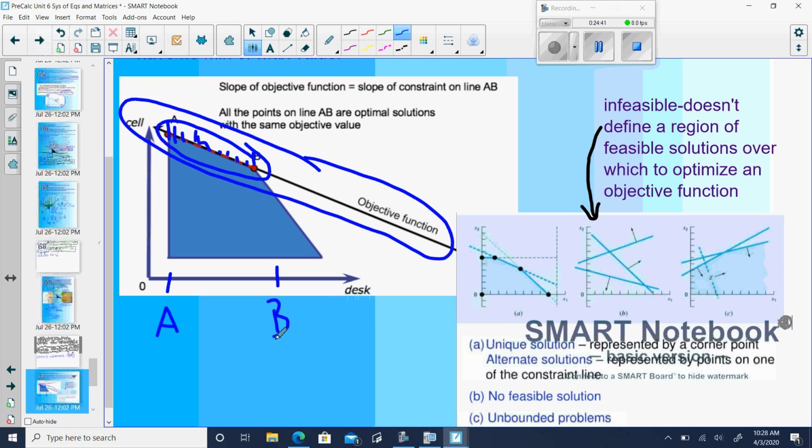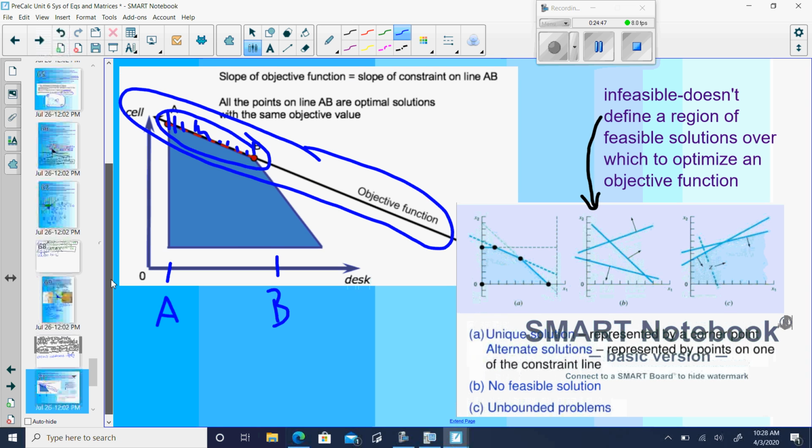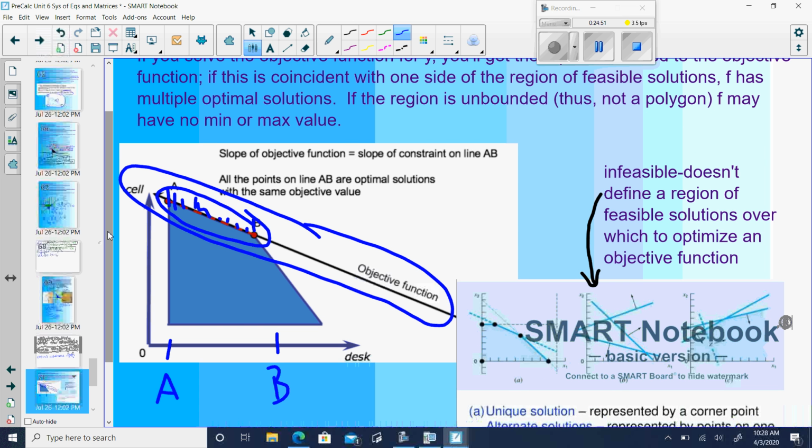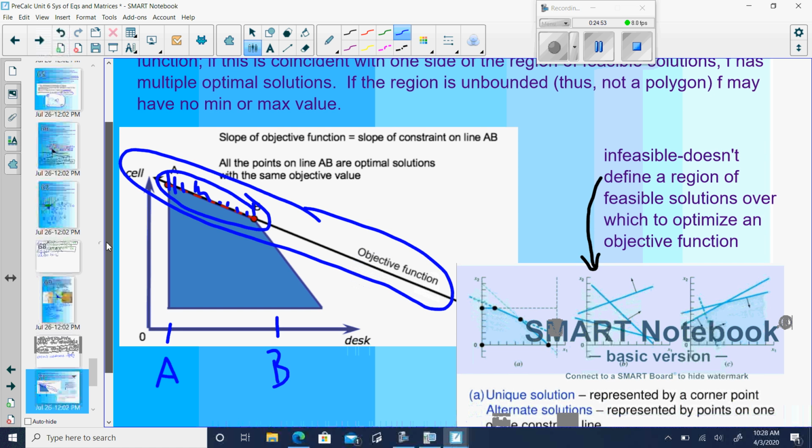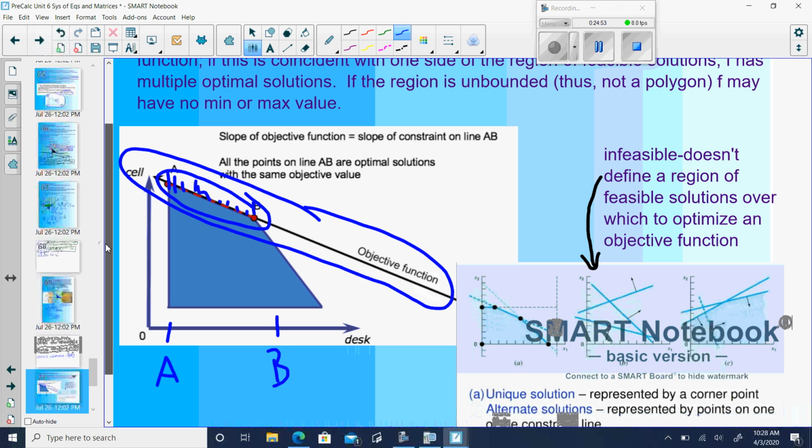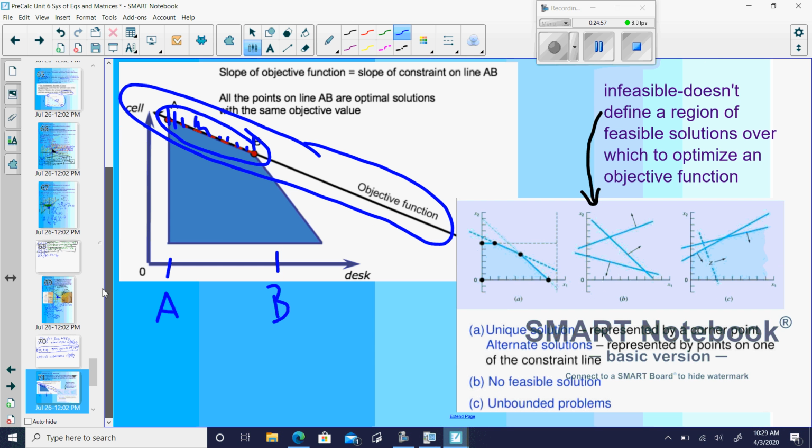So what's going to be infeasible, come over to the next picture over here. In A, we have a unique solution represented by a corner point. And then we have alternate solutions represented by points on one of the constraint lines. All right, so in A, we have a unique solution, right? So 1, 2, 3, 4. Yes, we have 5 vertices.